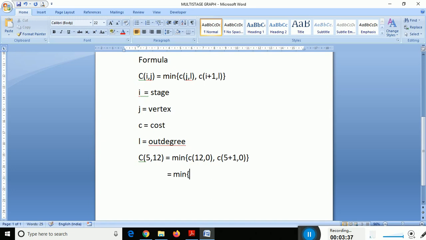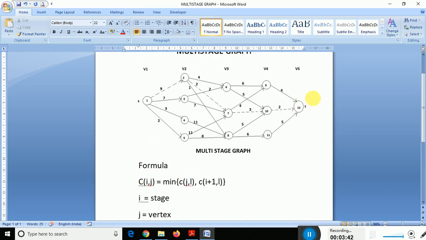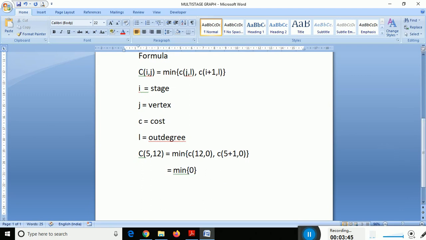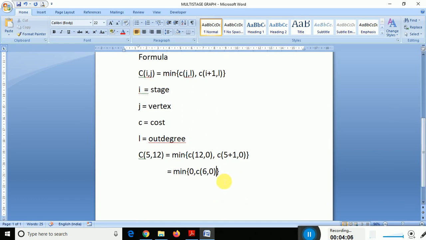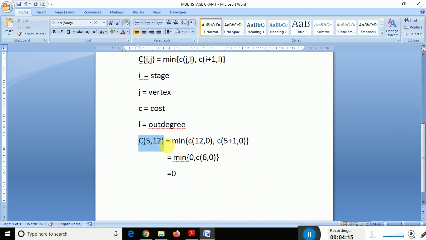min, cost of 12 comma 0 is what? There is nothing. 12 comma 0 is nothing, so we have to keep it as it is, 0. Next, cost of 6 comma 0, it's nothing. 6 comma 0, there is no vertex, no stage, nothing here. So we have to keep the same thing as it is, 0. So the answer will be what? 0. C 5 comma 12, the answer is 0.